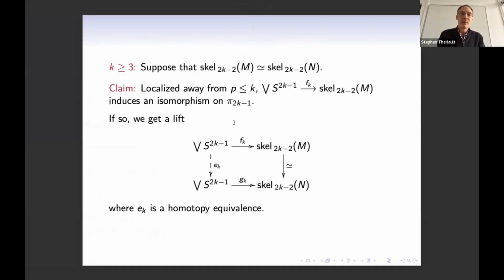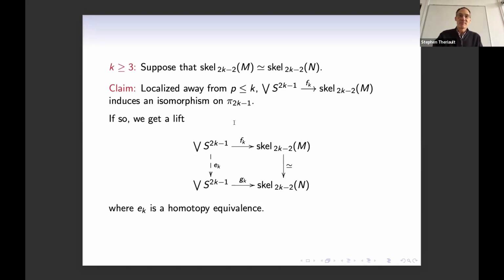For k bigger than or equal to three, now we begin the induction. So you suppose that the 2k minus 2 skeleton of M and the 2k minus 2 skeleton of N are homotopy equivalent, and we want to produce a homotopy equivalence between the 2k skeletons. The claim is that if you localize away from primes less than or equal to k, then the attaching map that produces the 2k skeleton induces an isomorphism on pi 2k minus 1.